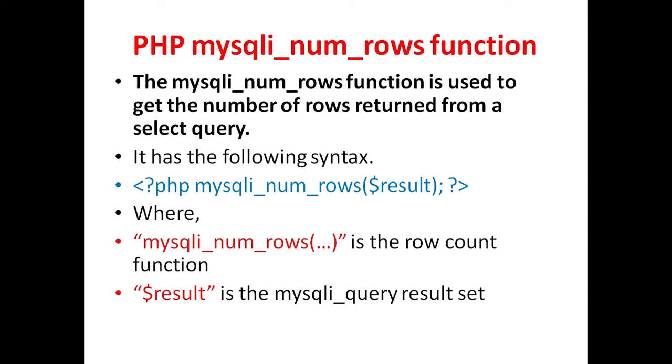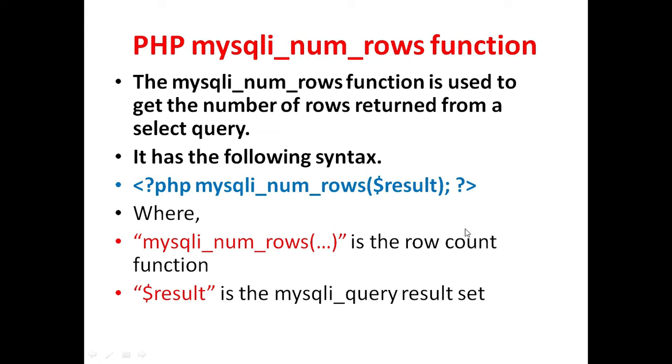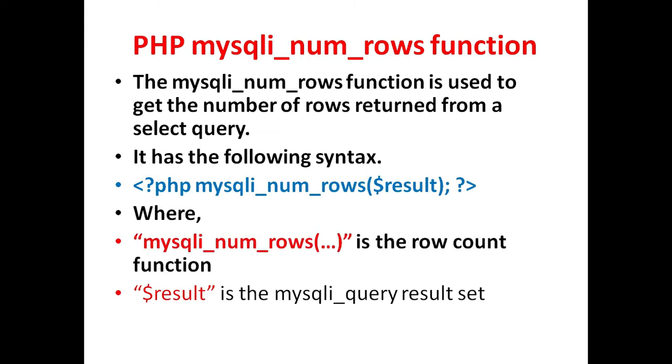Next is MySQLi num rows. This function is used to get the number of rows returned from a select query. General syntax is MySQLi num rows and the result, where MySQLi num rows is the row count function and result is the MySQLi query result set.